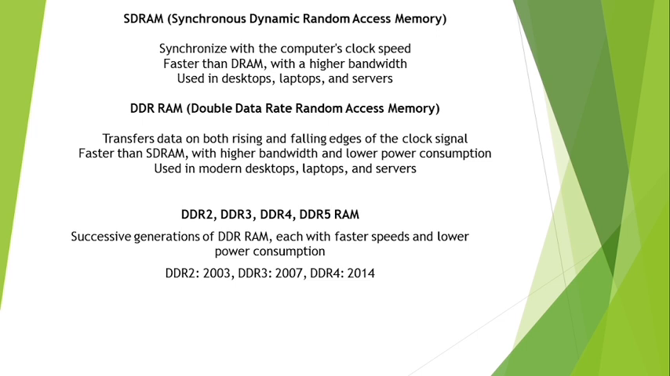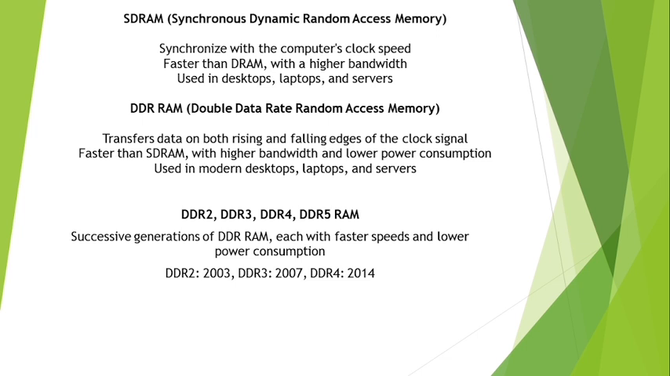Second last is DDR, double data rate random access memory. It transfers data on both rising and falling edges of the clock signal. It is faster than SDRAM, with a higher bandwidth and lower power consumption, and is used in modern desktops, laptops, and servers.